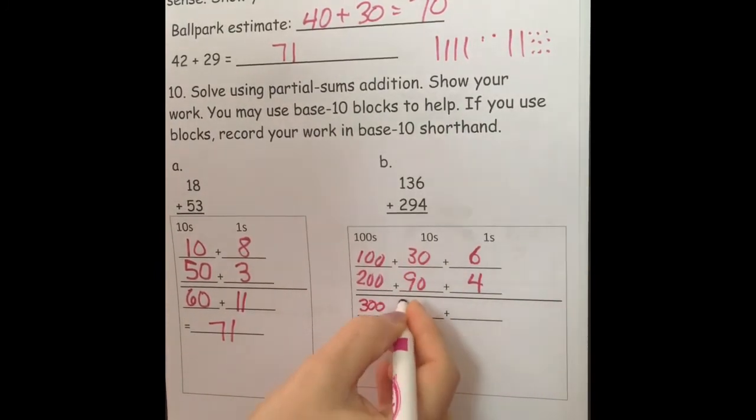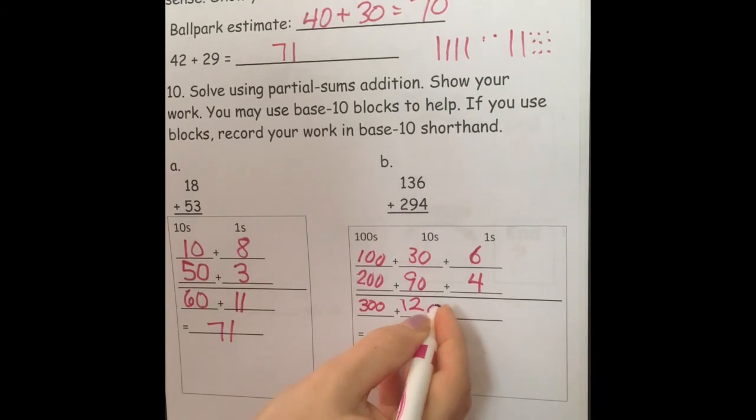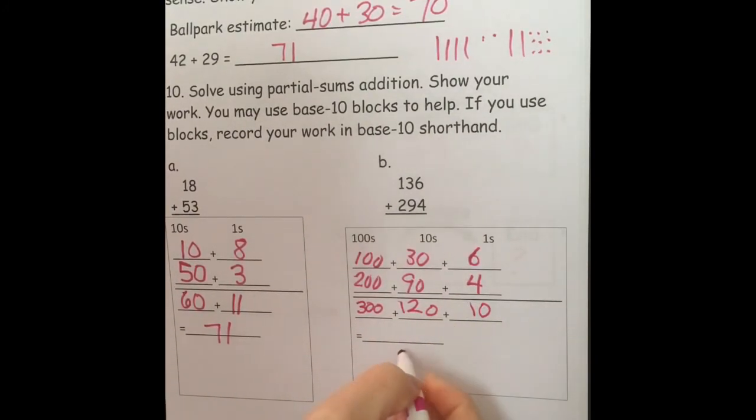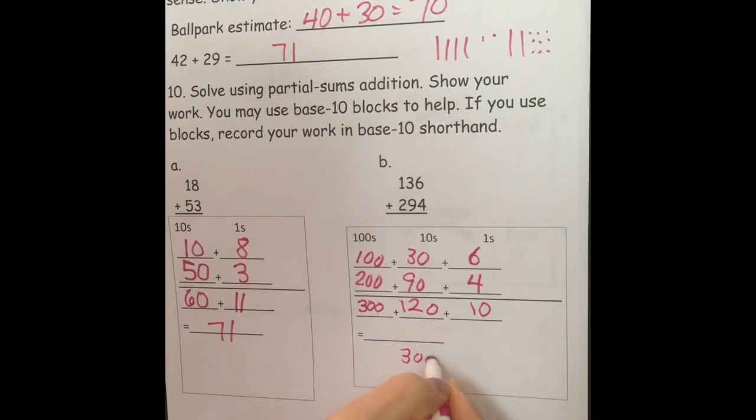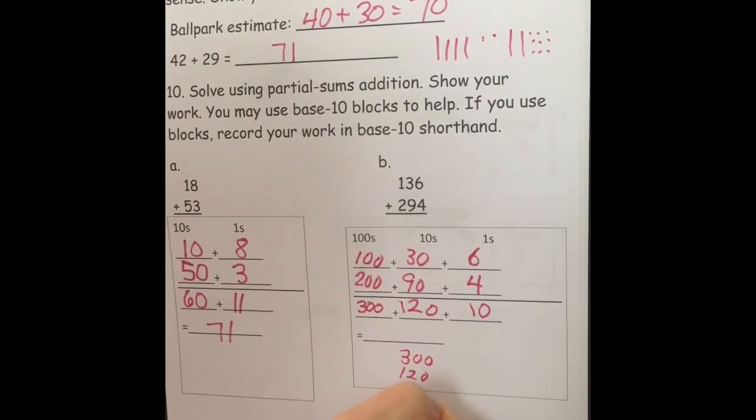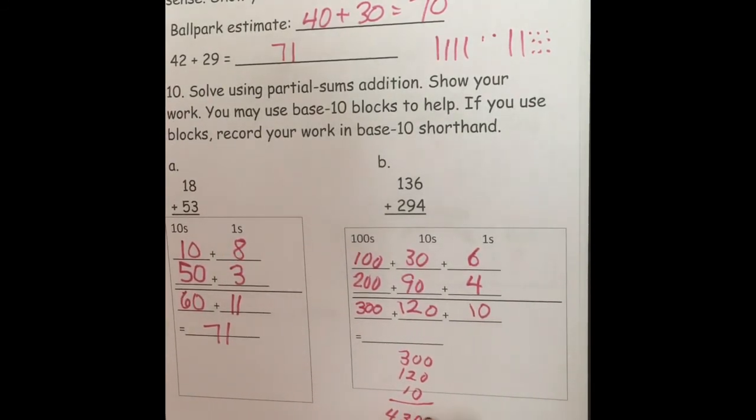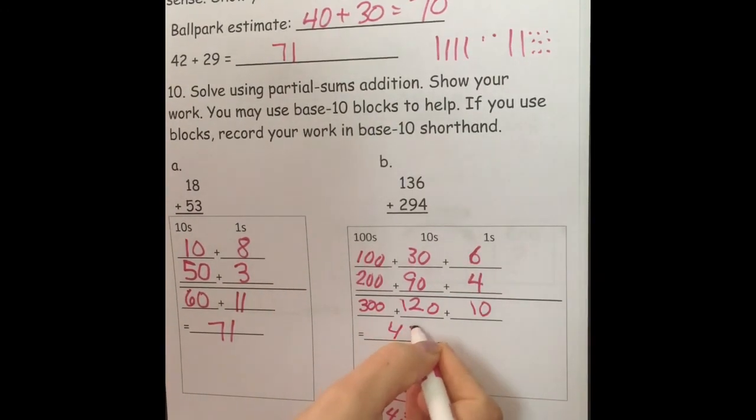30 plus 90 is 120. And 6 plus 4 is 10. So we're going to add 300 plus 120 plus 10. So that's 430. So we've got 430.